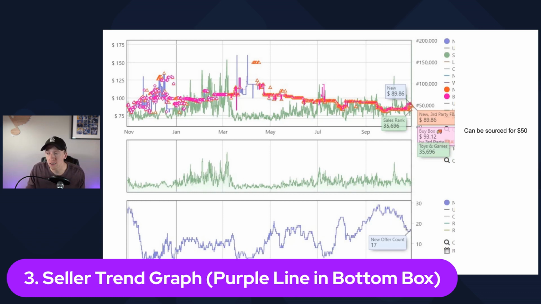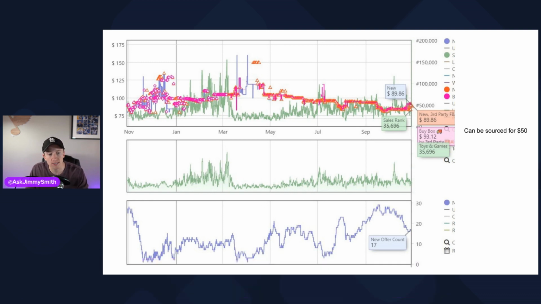Maybe all these sellers continue to sell out and this price continues to rebound and I would have made 50 or 60 bucks. This one would be concerning to me because I know that if I'm spending 50 and it drops from this $89 price point down to this $80 price point, I may actually be losing money depending on the size and weight of this product. And so those are the three things that I would look at.